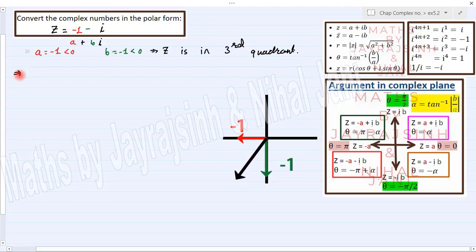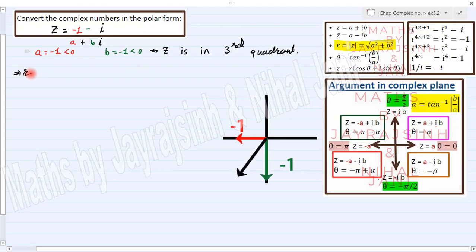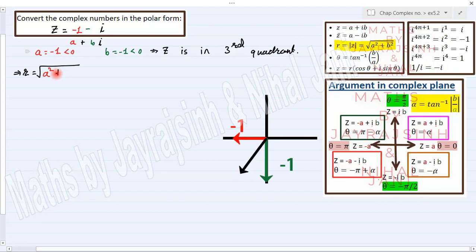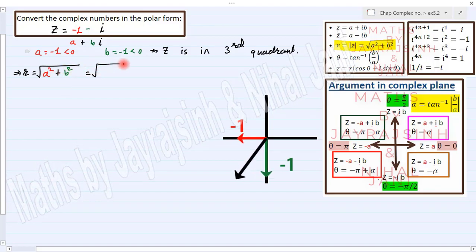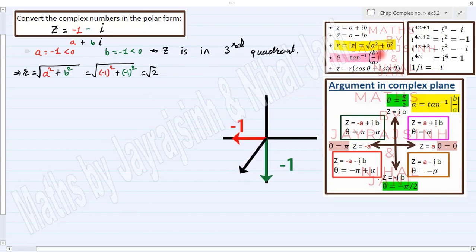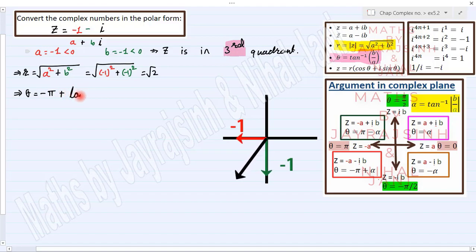Now let's get two required things for the polar form. The first one is modulus r, which is under root of a square plus b square. So here we'll get under root of minus 1 square plus minus 1 square, which will give us root 2. And the second required quantity is theta, the argument. For third quadrant, your theta is given by minus pi plus tan inverse of b by a.